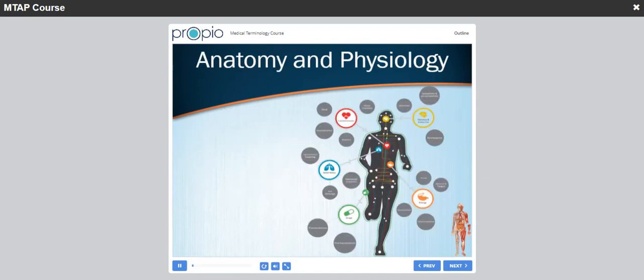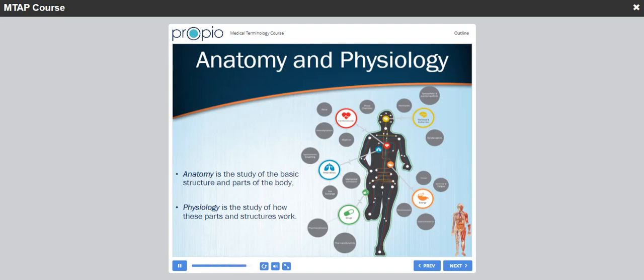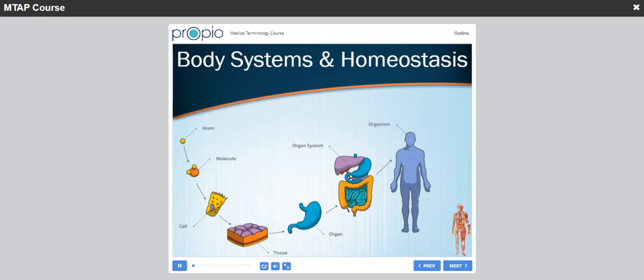Now, let's talk about anatomy and physiology. Anatomy is the study of the basic structure and parts of the body. Physiology is the study of how these parts and structures work. Body systems and homeostasis. Organs and organ systems communicate to stay in balance. This state of balance is called homeostasis.